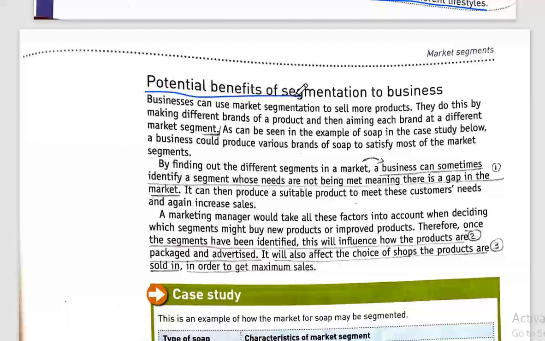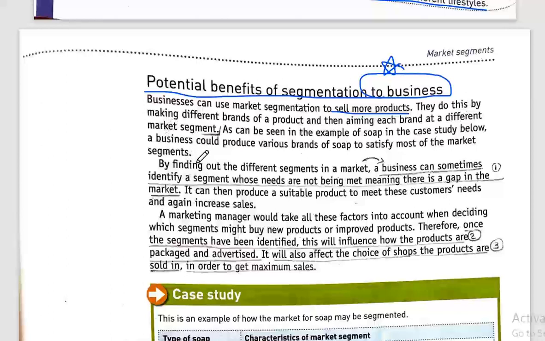Potential benefits of segmentation to the business. So pay attention over here. Businesses will use market segmentation to sell more products. This is the main aim. I'm segmenting people not only to focus on specific groups, but to sell more. This is the main aim. And also, they do this by making different brands of a product and then aiming each brand at a different market segment.